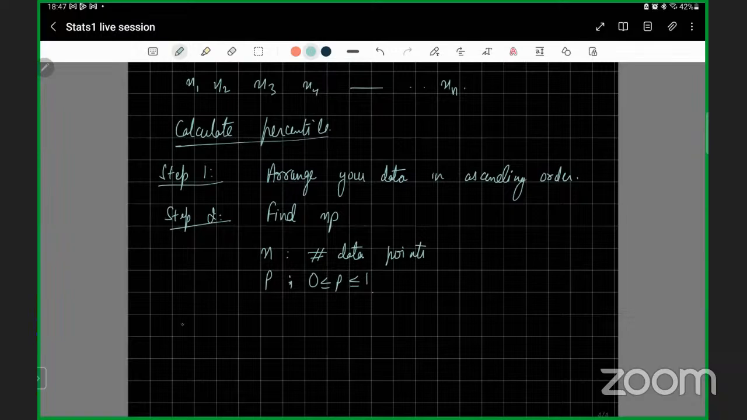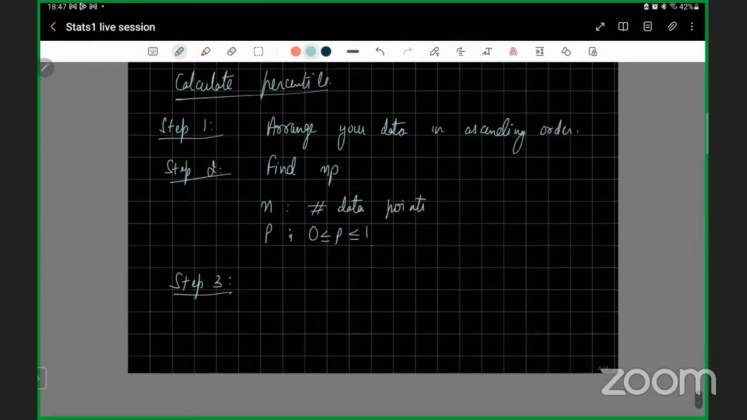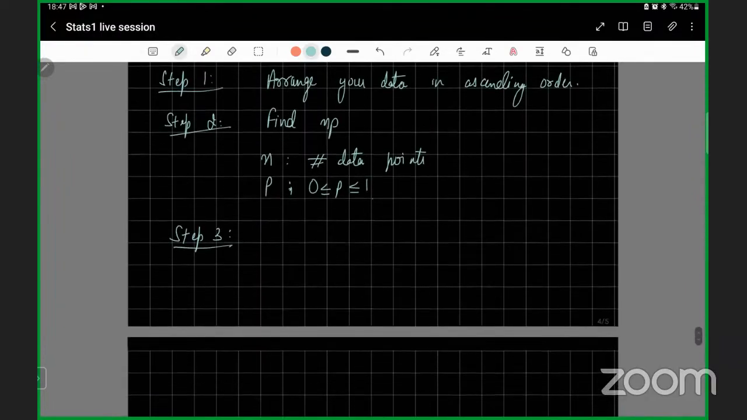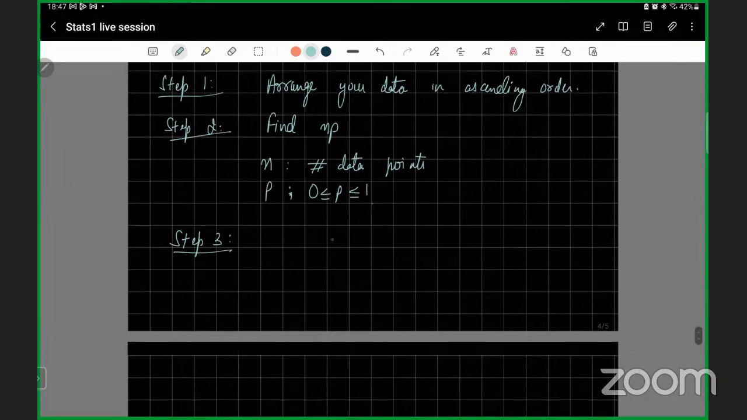Yeah. Then you have the third step. So third step will be, like you found the NP. Now you split it in two parts. So you find NP, now you check. So the first case is, let's say, if NP does not belong to the set of integers. And the second is if NP belongs to the set of integers.